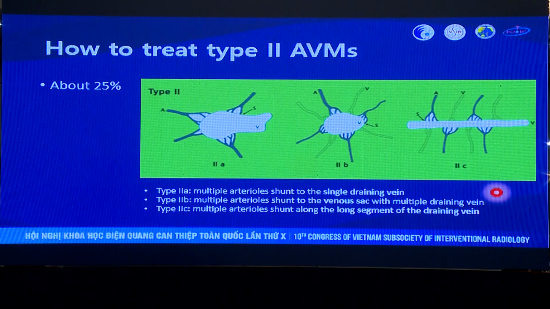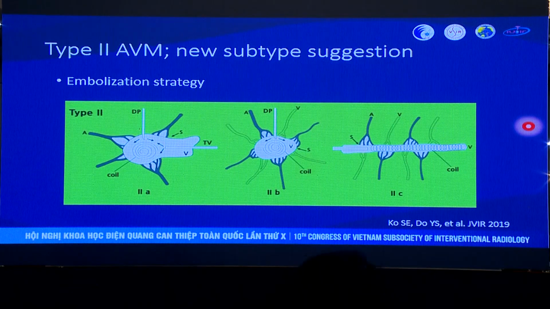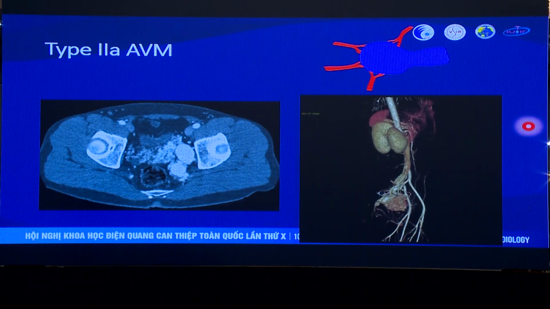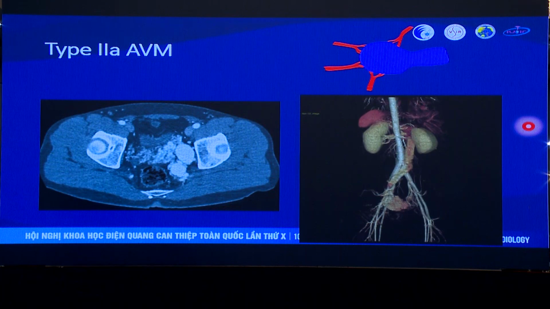Then how to treat the type 2 AVM? It accounts for about 25% of all AVMs. Type 1 has a single large draining vein. Type 2 has a venous sac with numerous small draining veins, and type 2C has a long segmental draining vein with multiple fistulas around the draining vein.